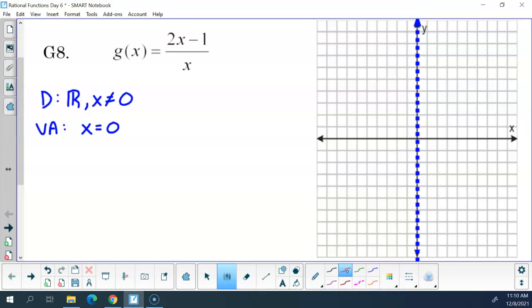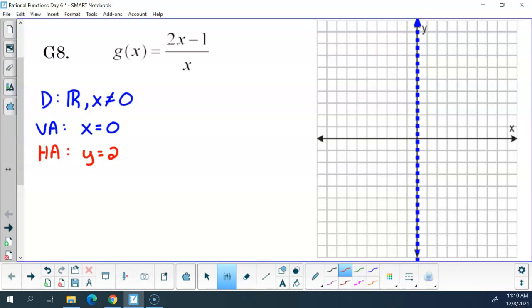Okay. Degree of the top, 1. Degree of the bottom, 1. Those are the same, right? Yes. Okay, so then I look at lead coefficients. Lead coefficient on top, 2. Bottom, 1. So that gives me a horizontal asymptote of y equals 2.